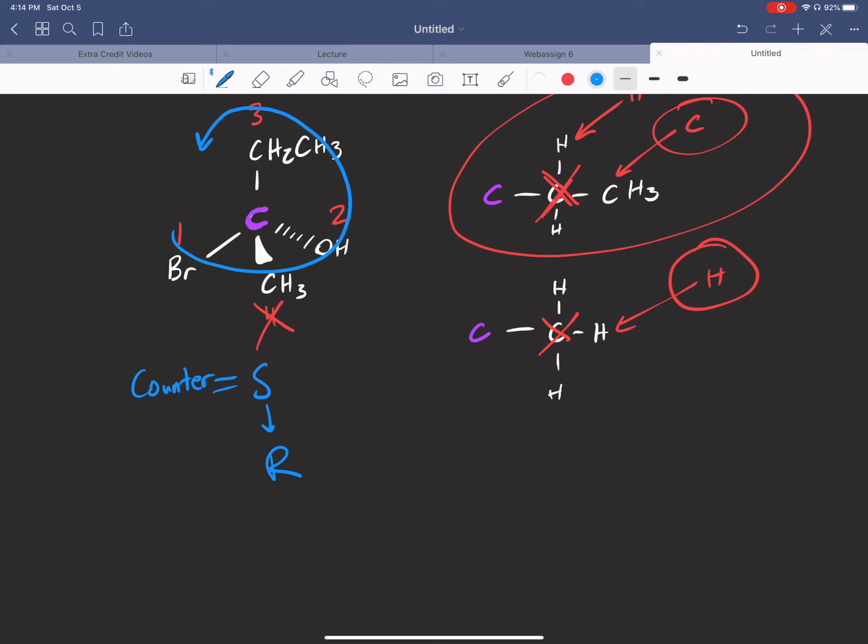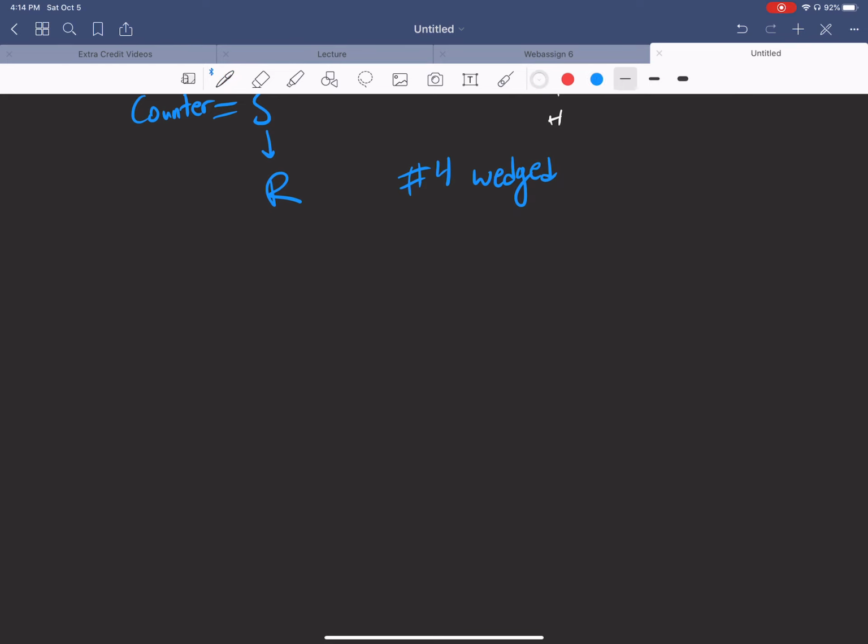So again, this is the second scenario. If you have a wedged lowest priority group, your number 4 wedged, do it all the same way. Draw your priorities, cross out the lowest priority one, and make your arc. Once you have your arc, whatever configuration you get, R or S, it is going to be the opposite of that. All right. And so we made it look like it was S, but it's really R. And so let's go through one example.